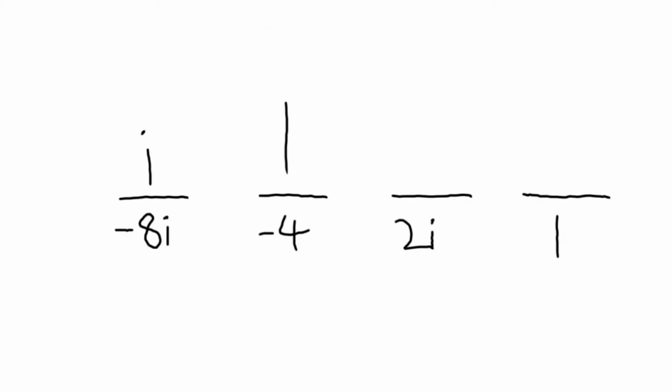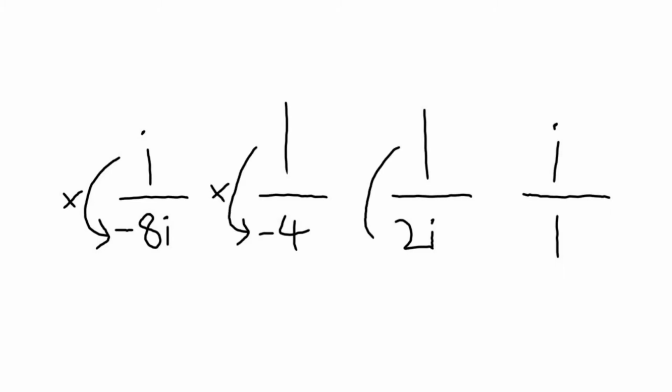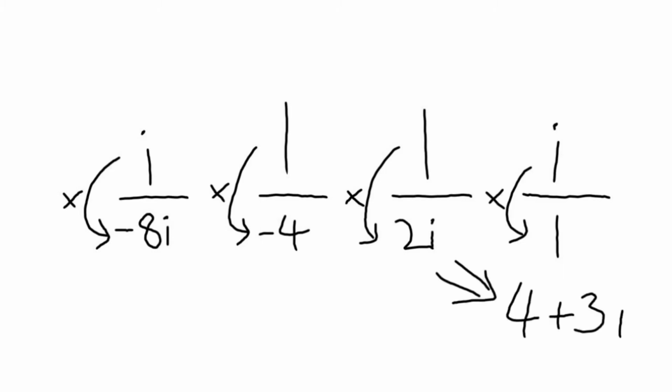Another example is i1, 1i. Here we do i times negative 8i plus 1 times negative 4 plus 1 times 2i plus i times 1, which eventually works out to be 4 plus 3i, which is a complex number.